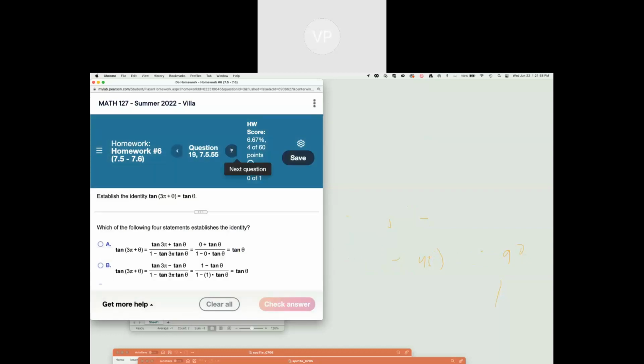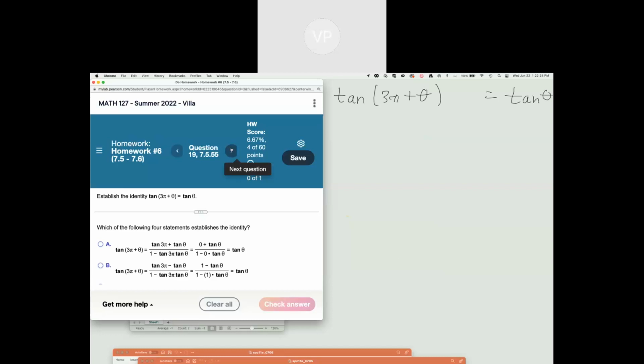Okay, establish the identity: tangent of 3 pi plus theta equals tangent of theta. There's going to be a couple steps going on here, but this is a problem we can do. Notice again, they're telling us to show the steps in between. Just look at your answers. Don't be afraid to jump forward and look at those answers.